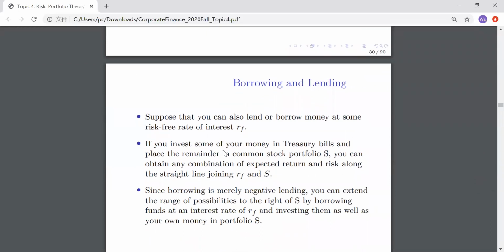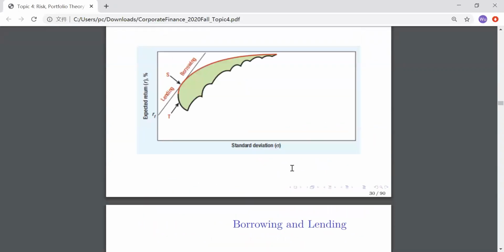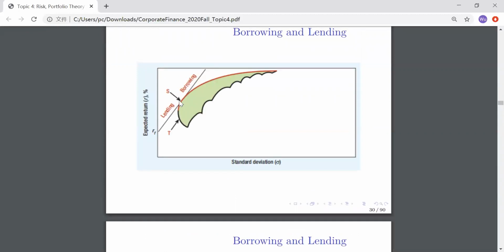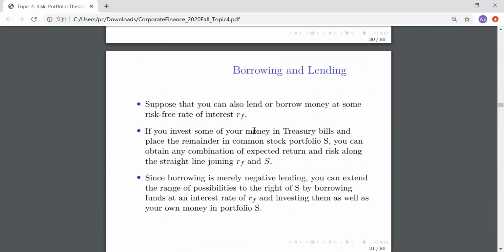So suppose that you can always lend or borrow at a risk-free rate of RF, right? Then the only decision here is how much you allocate to the risk-free rate and how much you allocate to risky assets, right? If you invest some of your money in Treasury bills and place the remainder in common stock S, we can achieve any combination of expected return and risk along the straight line between RF and S. So what is point S? Point S is the common stock portfolio.